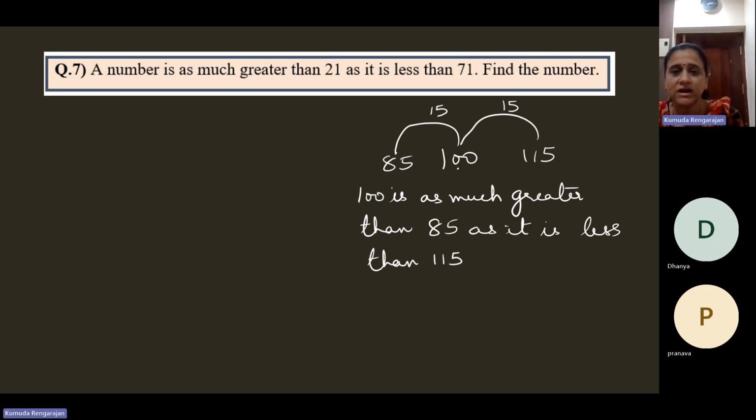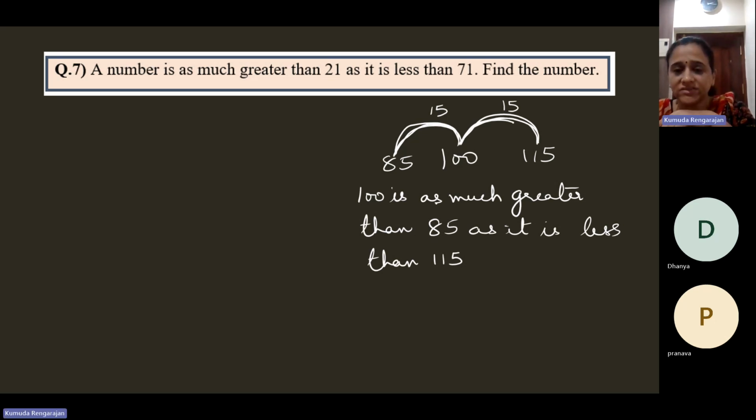Now the difference between 100 and 85 is 15. 100 is 15 more. On the other hand, 100 is less than 115, and 100 is 15 less than 115. So you get the same number in both the cases, right? 15 is the number. It's just that here 100 is 15 more, here 100 is 15 less.